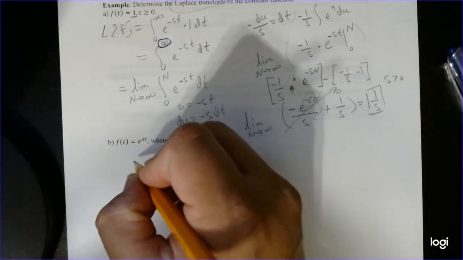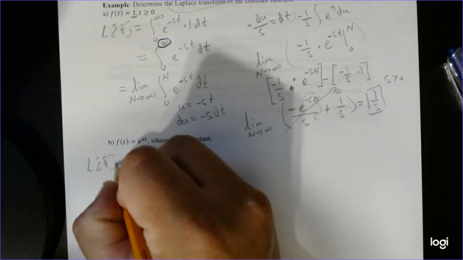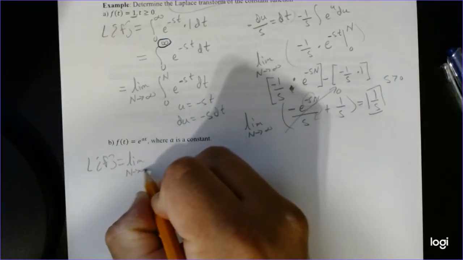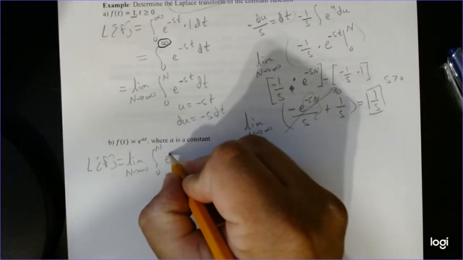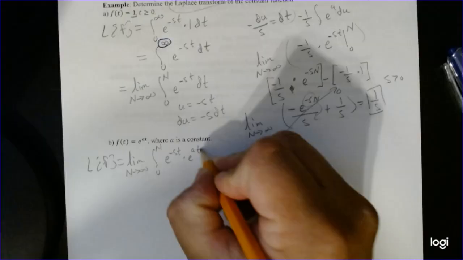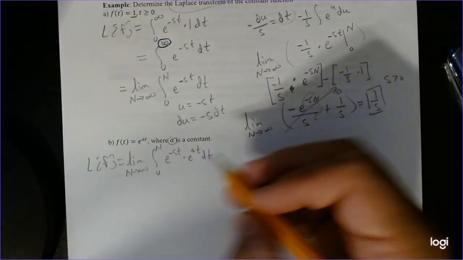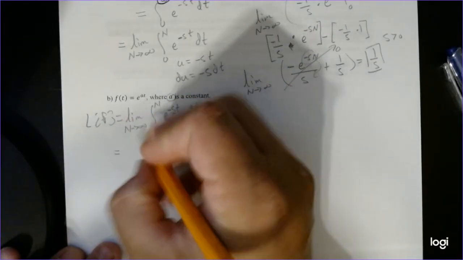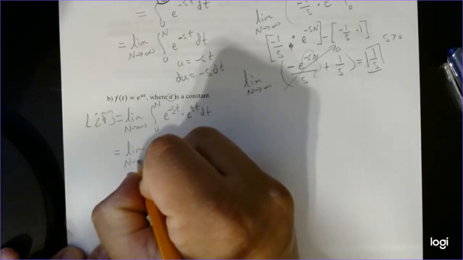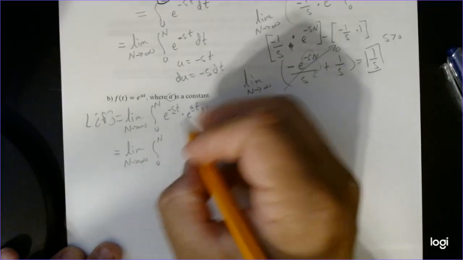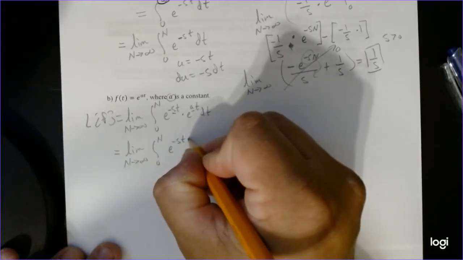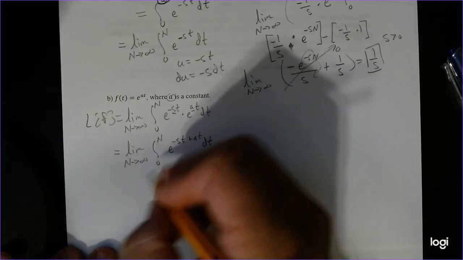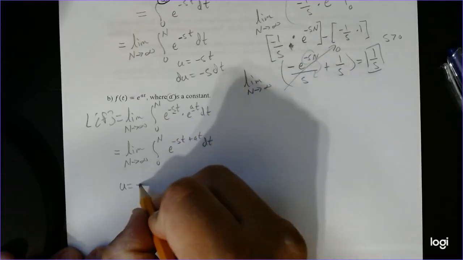Okay, same process. It's going to be the Laplace transformation, and since we already know it's going to be a limit, I'm just going to write that down. Now a is a constant, so s and a are constants this time. We're going to use the property of exponents here: when you multiply, you add the powers together. So it would be e to the negative st plus at, dt. Again, use substitution with everything on the inside.